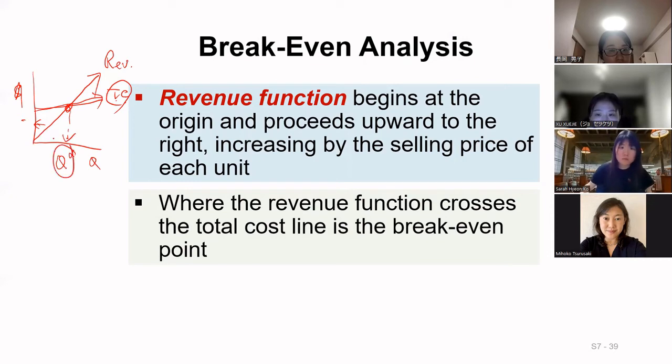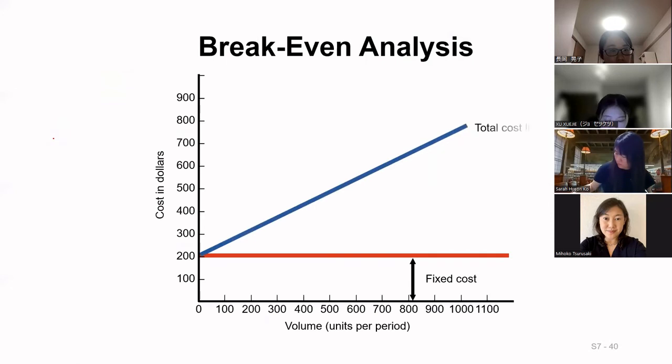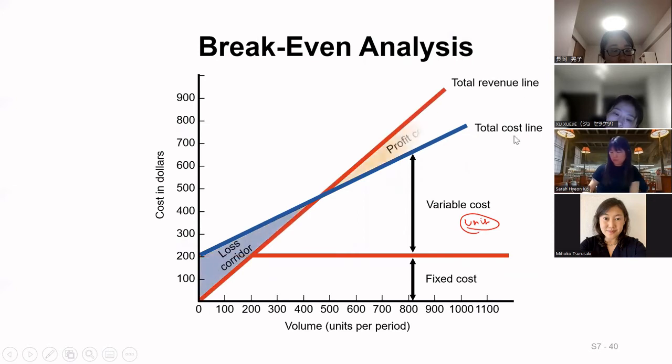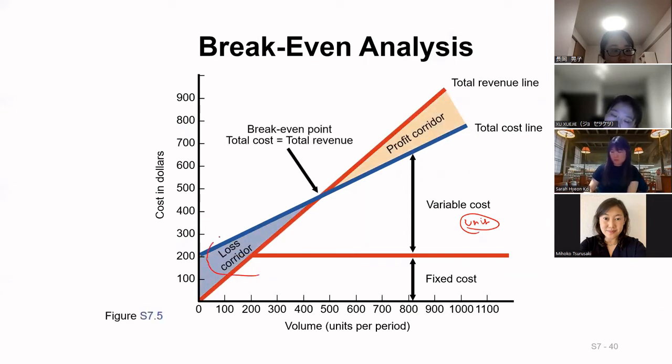So you want to know what is Q star or whatever you want to call it. This is total fixed cost, variable cost. Variable cost also depends on the units. If it costs us $5 or 100 yen to produce one unit, that is multiplied by the quantity that we want to make. Fixed cost is your investment and so on. This is the total revenue line. This is the loss corridor, meaning any volume less than this gives no profit. This is the profit corridor. Anything beyond this break-even point, you know that you're making profit. So it's very useful.